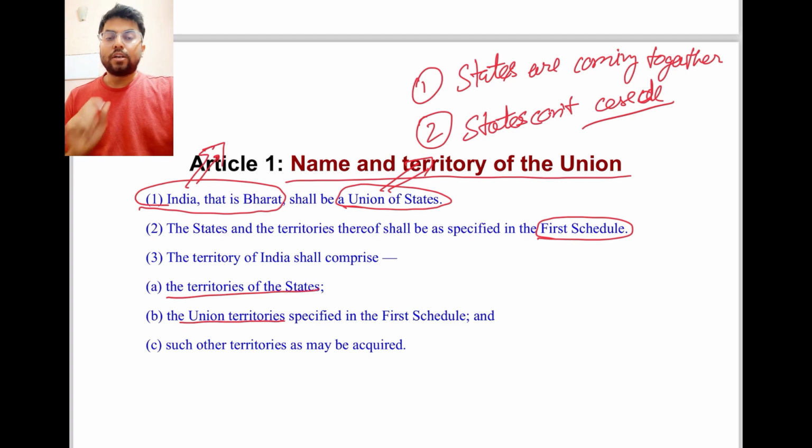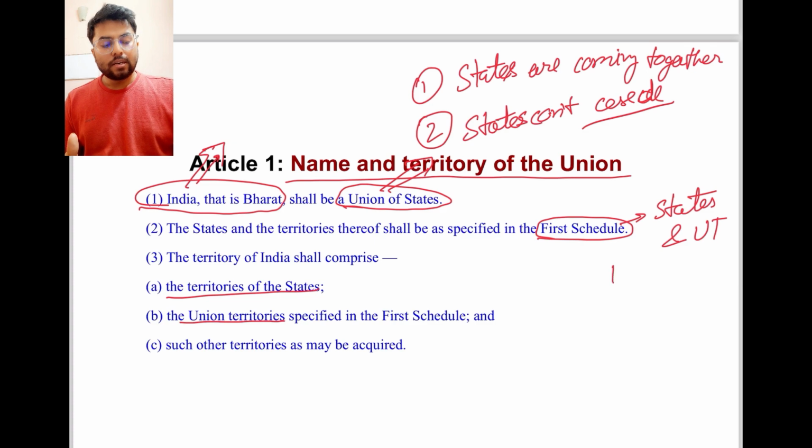Okay. Now, next point. The states and the territories thereof shall be as specified in the first schedule. So, as I said, the first schedule contains the names of states and UTs. Earlier, when the constitution came into power on 26 January 1950, Schedule 1 didn't have only these two categories, states and UTs. At that time, it had 4 categories: Part A, Part B, Part C, Part D.